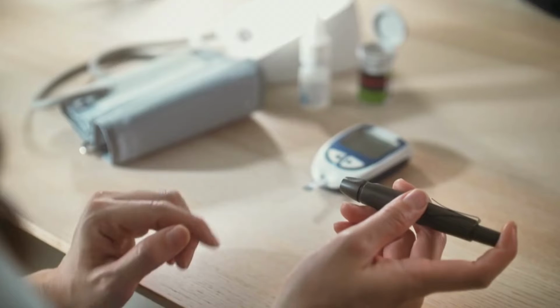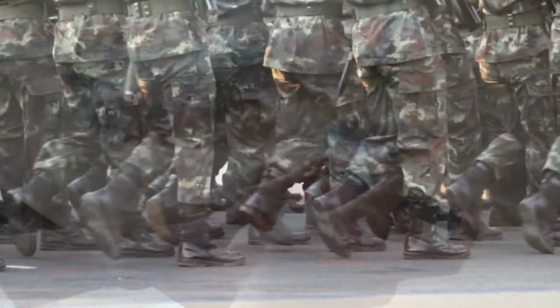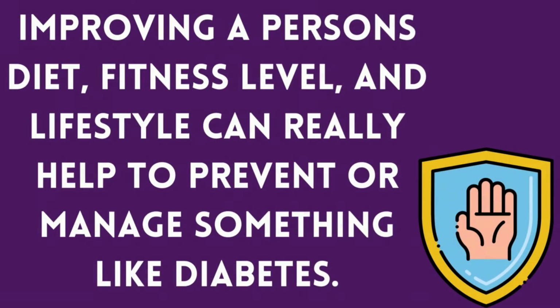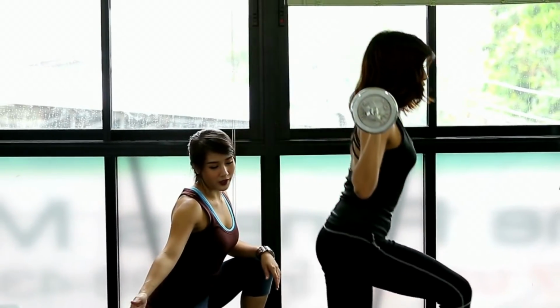As exercise professionals, we're in an interesting position when it comes to working with diabetic patients. To some extent, with a lot of conditions like diabetes, I like to think of us as soldiers who are on the front lines of a war on health issues. Improving a person's diet, fitness level, and lifestyle can really help to prevent or manage something like diabetes. When we're doing our best work, we can really have a profound effect on all three of those things. That being said, being right there on the front lines has some drawbacks as well. Because of the nature of our work, exercise naturally lowers blood sugar levels.